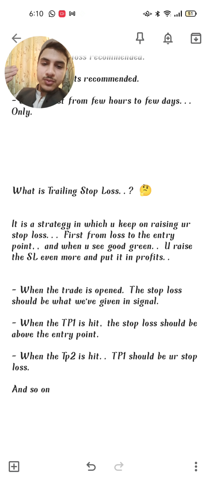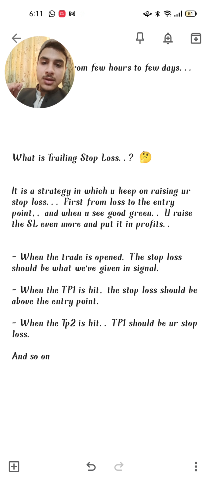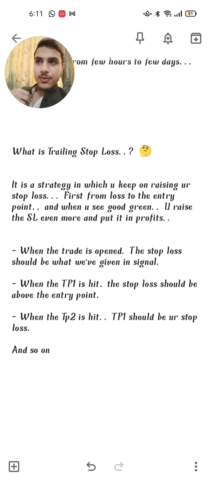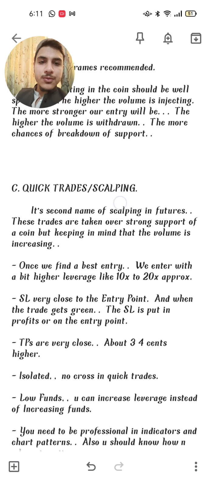What should be the strategies when the trade is opened? The stop loss should be what we've given in the signal. The team gives you the stop loss, you should put that stop loss as your SL. Fine. In the signal, when the TP1 is hit, you raise your stop loss to the entry point or in profit, and when the TP2 is hit, you raise your stop loss to TP1, and same goes on for other profits. Like if the take profit 3 hits, you should raise your stop loss to TP2, and same goes on. So this was all about futures trading.